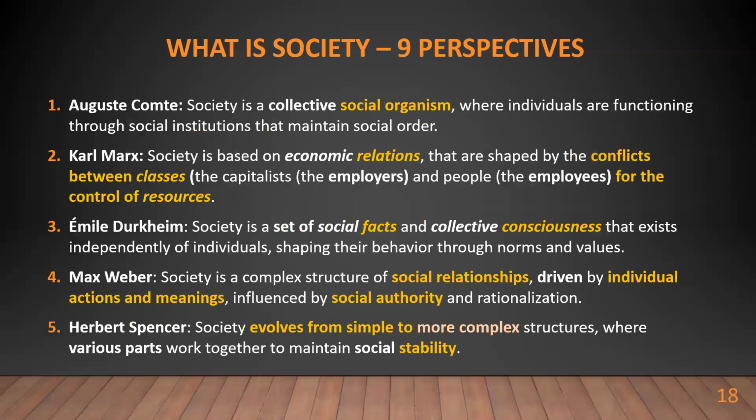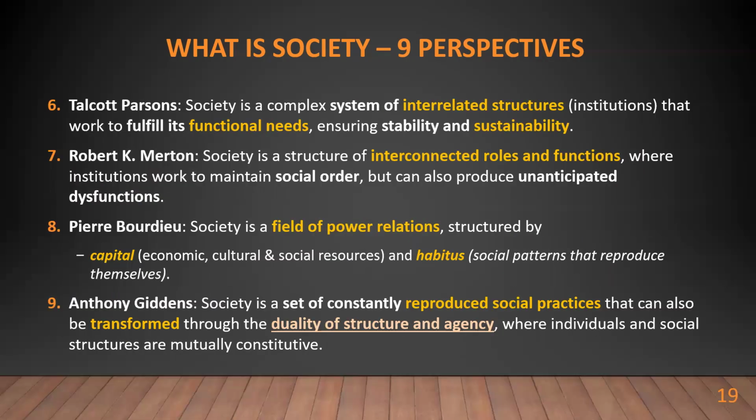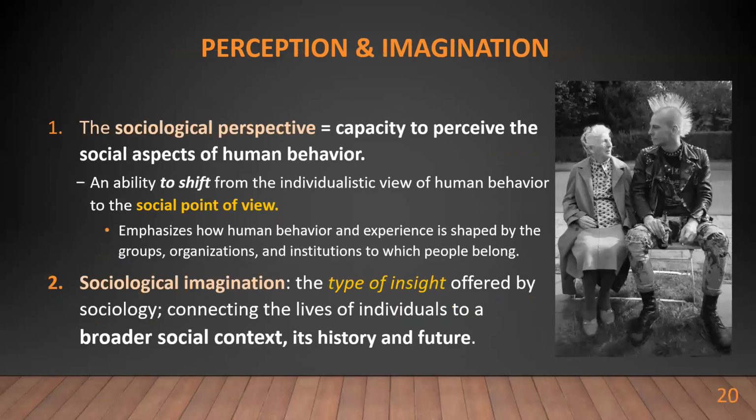And these are nine perspectives. So Comte, Marx, Durkheim, Weber, Spencer, Parsons, Merton, Bourdieu, and Giddens. Nine different theorists having very different, but also somewhat similar approaches to society. A lot of them define society as a sort of organism. A lot of them talk about interrelated structures. A lot of them talk about sustainability and stability. A lot of them talk about change and the ways society has to change. So while different, these definitions kind of cover the same thing.